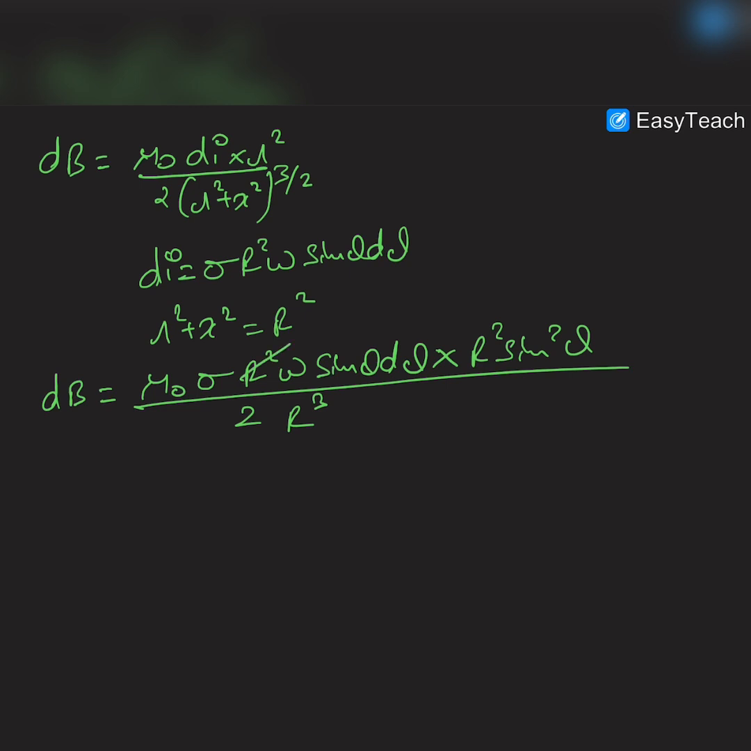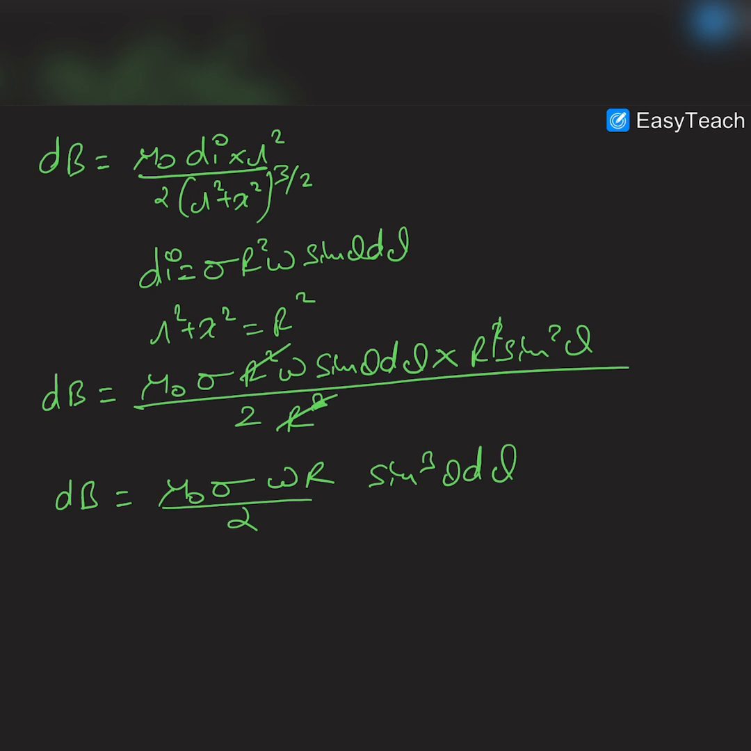So cancelling this with this one, dB will be equal to mu naught sigma omega R by 2, and it would be sin cube theta d theta. This is the magnetic field at center due to this small ring.